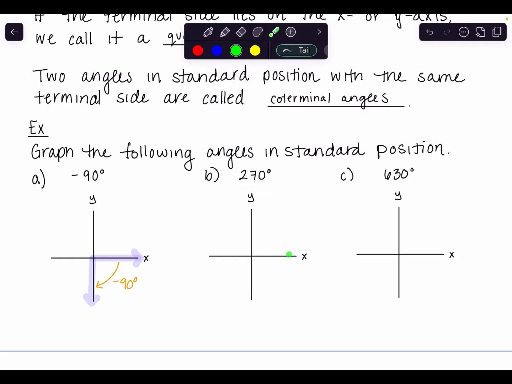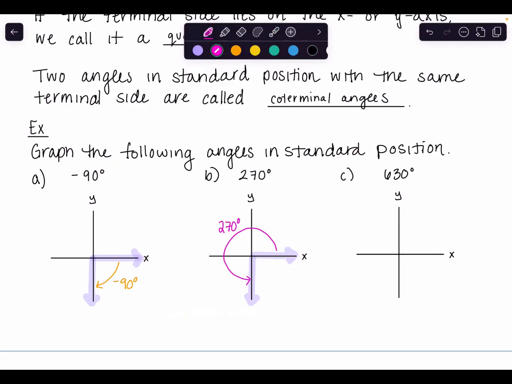To go 270 degrees, again, we just have to think about this. This would be 90, 180, and then down here lands me at 270. So again, I have the same starting position, and then to go 270 degrees, we get 90, 180, 270. And this would be where our angle ends. So the terminal side is right here. So it is also a quadrantal angle, and it really is going to be coterminal with negative 90 degrees.